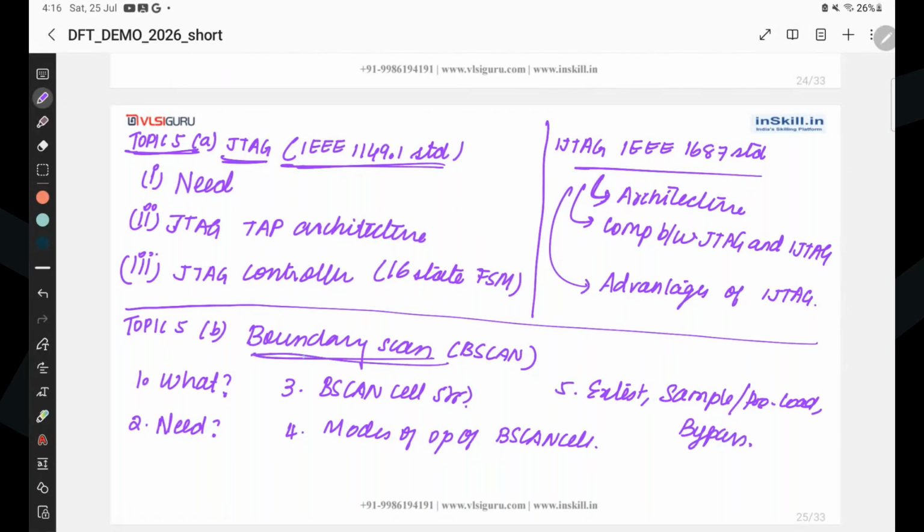So topic 5 is nothing but boundary scan. What is boundary scan? What is the need of boundary scan? What is the structure of boundary scan cell? What are the modes of operation of boundary scan cell? What are X-test, sample preload and bypass instructions? All these things we will understand.